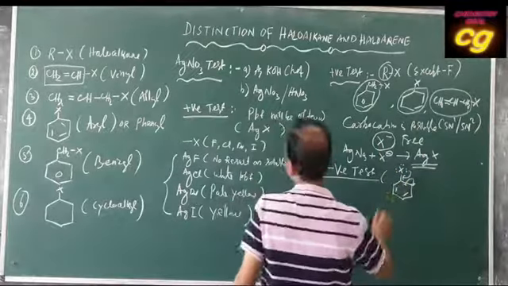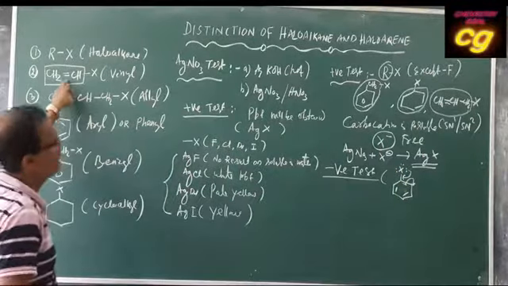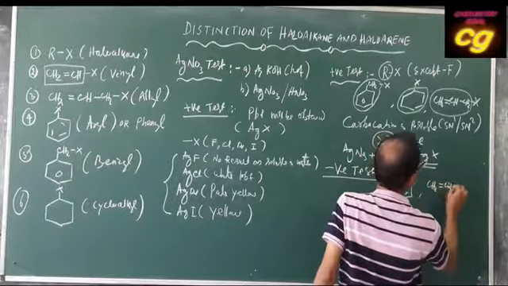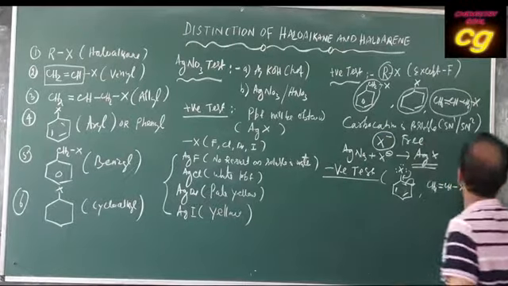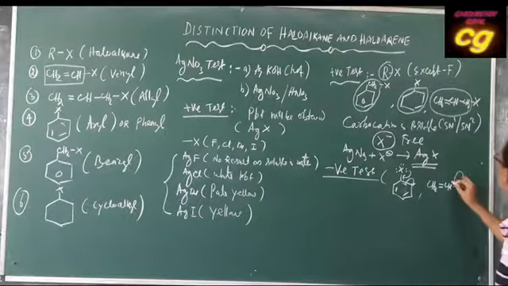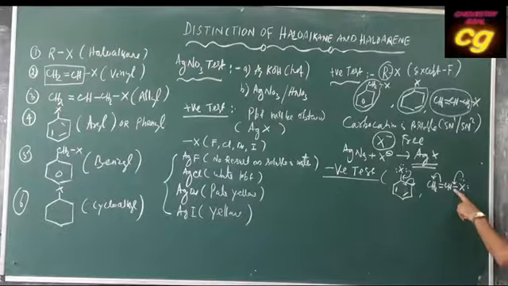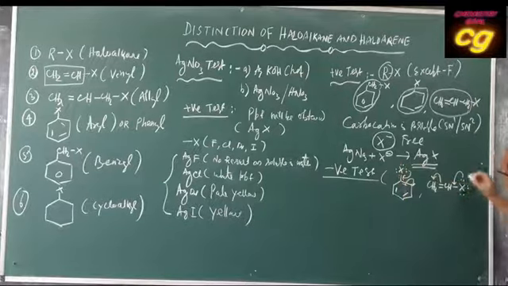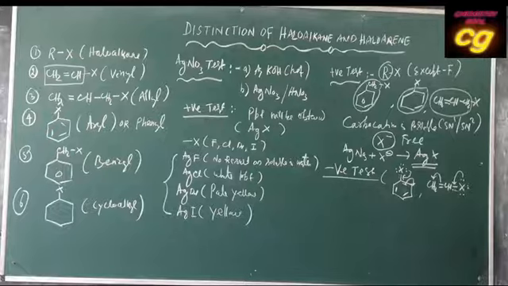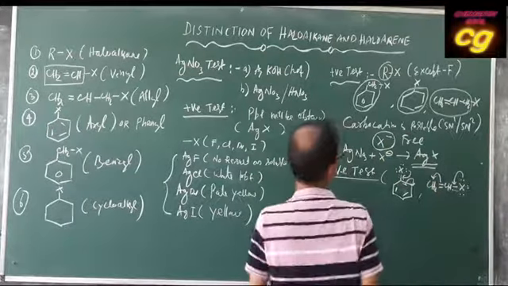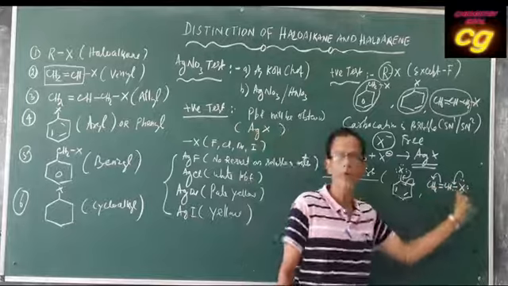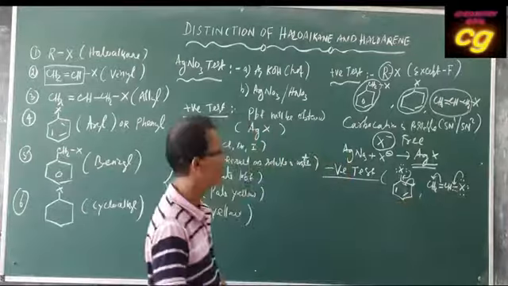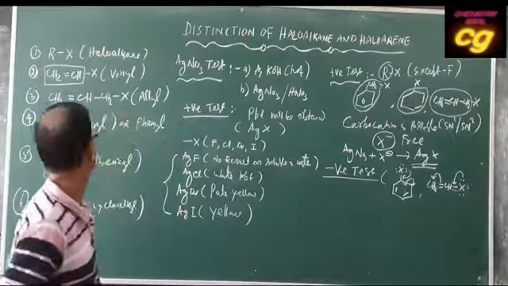So aryl halides do not give, and also vinyl. Vinyl will also not give. Why? It also has resonance. If you see, the vinyl group also has resonance, and it also acquires double bond character. Aryl gets double bond character, and vinyl also gets double bond character. Due to double bond character, what happens? This X cannot be replaced by a nucleophile. That's why vinyl and aryl halides do not give the silver nitrate test.